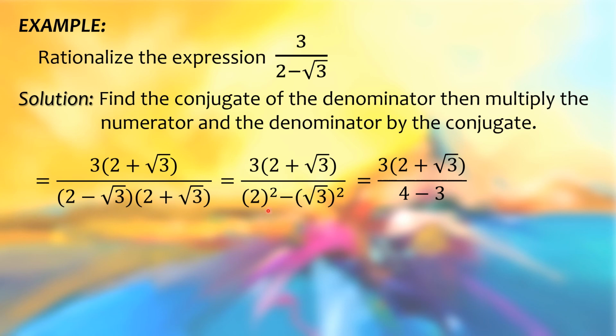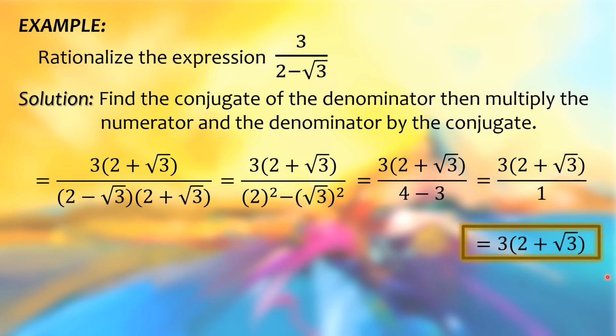And then, this will become 2 times 2 or 2 squared is 4 and square root of 3 squared is 3 because square root of 3 times square root of 3 is square root of 9 and the square root of 9 is 3. So, this will become 3 times 2 plus square root of 3 over 1 because 4 minus 3 is 1. And then, i-divide natin ang numerator na whole number which is 3 at ang denominator na 1. Therefore, the final answer is 3 times 2 plus square root of 3. Hindi natin pwedeng i-add ang whole number at radical dahil ang isa ay whole number at isa ay radical.